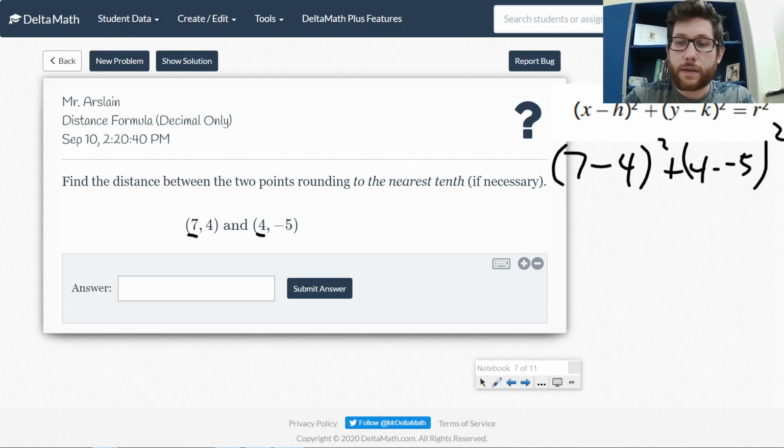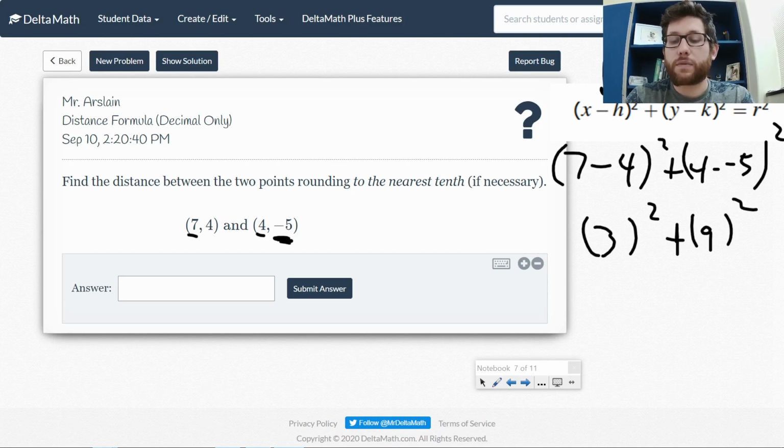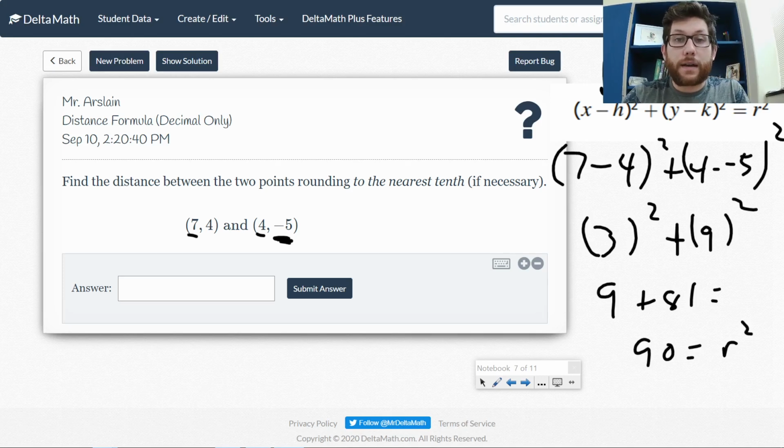Now notice, once again, these minus signs are in my formula. So I'm always going to say minus, and then I'm just going to stick the second number. In this case, I've got -5, so that's why it's minus a -5. So I get 3 squared plus 9 squared. All right, 3 squared plus 9 squared. That's 9 plus 81. We'll add those up, and I get 90. Now, remember, 90 is equal to r squared. My final answer is not 90. If you put 90 in, you're going to end up with the wrong answer. What you need to do is take the square root of 90.